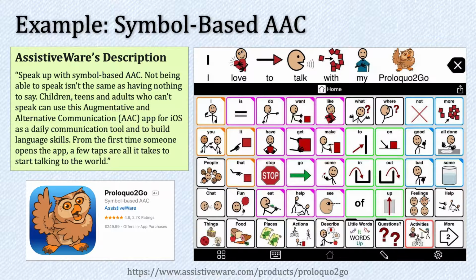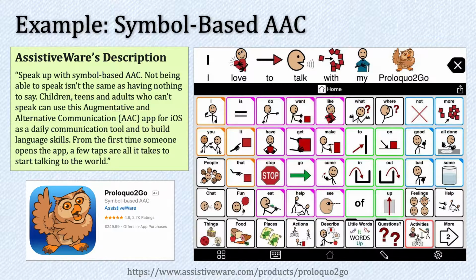And so you can see, if you look closely at the screenshot, the squares or the cards that are in orange are pronouns such as I, you, it. The ones in pink are verbs such as I do or I want. The ones in green are prepositions such as to, on, in, out. And using these cards, individuals can type out sentences, and the application will then synthesize that into speech.